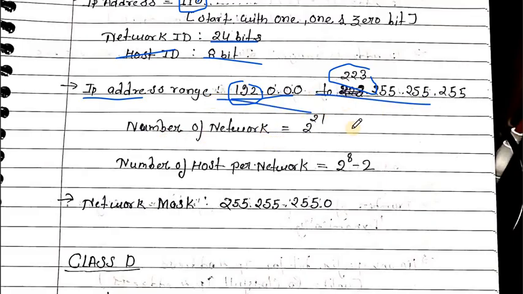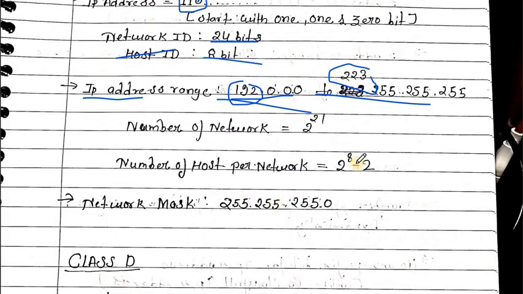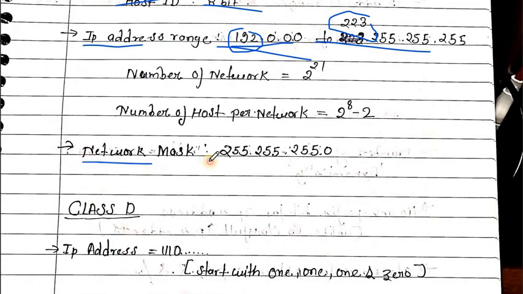Okay, and the number of networks is 2 to the power 21, because the network ID field is 24 bits, but 3 bits are fixed, that's why 21. The number of hosts per network is 2 to the power 8, minus 2, because the host ID is 8 bits, and the first and last IP addresses are not the IP address of any host. So here the network mask is a 24-bit network mask.